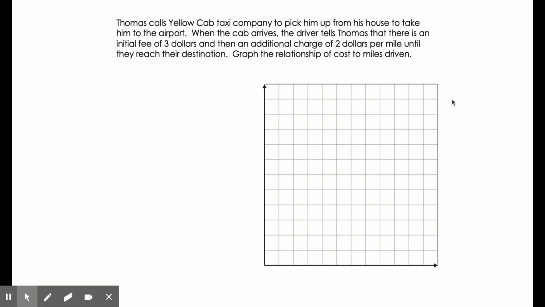In this video, we're going to be looking at how to find an equation from a word problem and how to create a table from that equation to graph onto our coordinate grid.